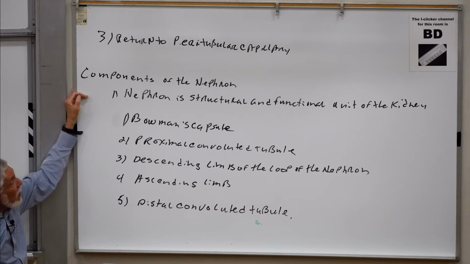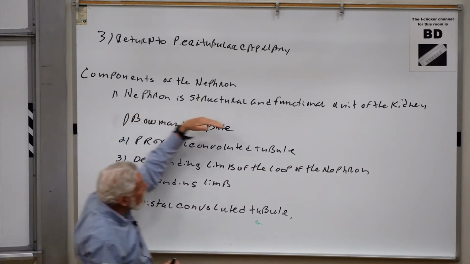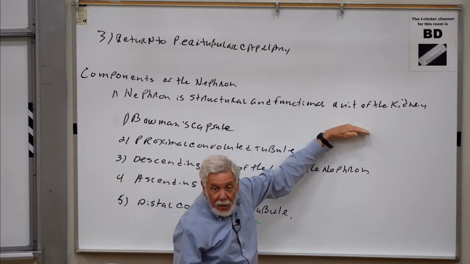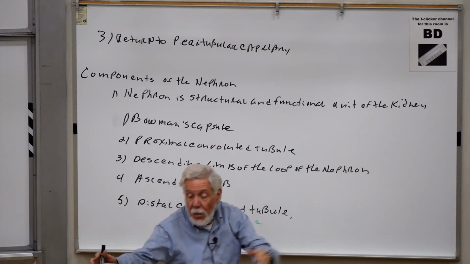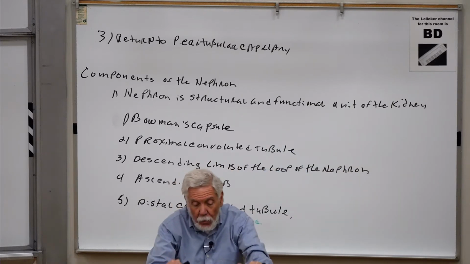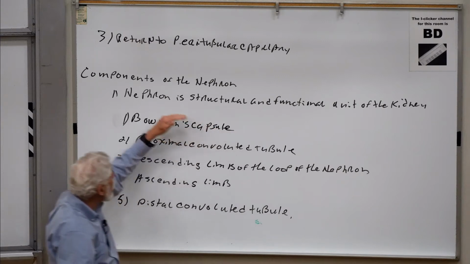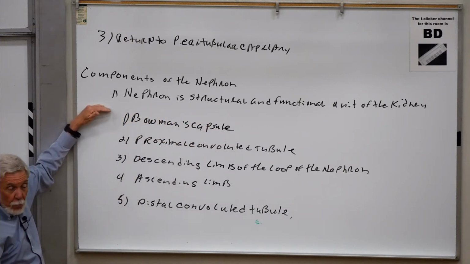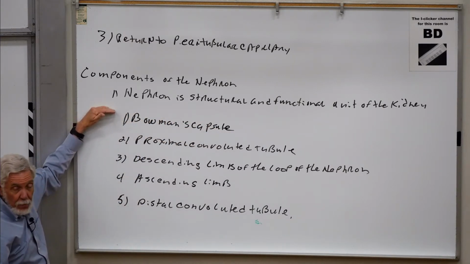But you may remember, we introduced yesterday the location of something called the nephron. And the definition of the nephron is the structural and functional unit of the kidney. Now that may sound familiar to you because we talked about the neuron in the central nervous system as being the structural and functional unit of the nervous system. Well, here it's a nephron.